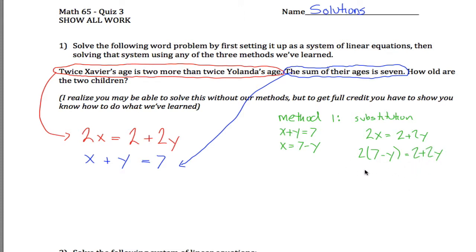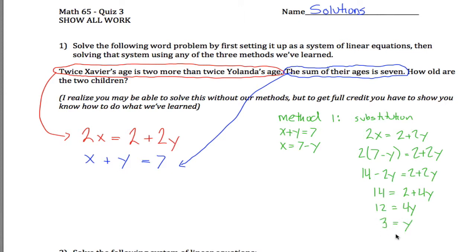And now if I solve this equation, 2 times 7 is 14. 2 times negative y is negative 2y is equal to 2 plus 2y. I want to get all my y's together on one side of the equation and all my numbers on the other. Maybe I'll add 2y to both sides of the equation. If you do that, you get 14 equals 2 plus 4y. And now if I want to isolate these y's, I should subtract 2 from both sides to get 12 is equal to 4y. And so finally, if you divide by 4, you get that y is equal to 3.